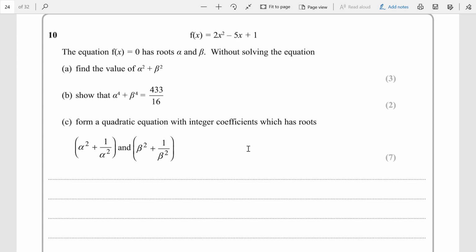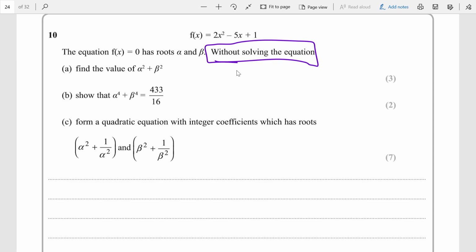So f(x) is 2x squared minus 5x plus 1. The equation f(x) equals 0 has roots alpha and beta. Without solving the equation, find the value of alpha squared plus beta squared. Okay, when it says without solving the equation, you cannot solve the equation. If you do, in any part of your answer, if you use elements from the quadratic formula and so on, it'll just be disqualified. You won't get any marks.